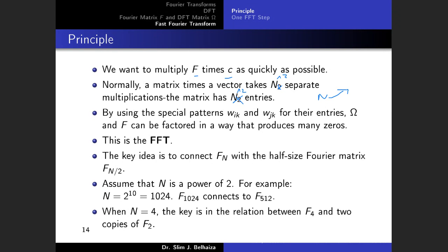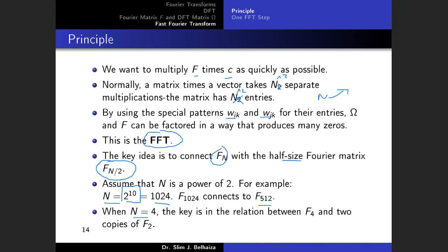So we want to use some special patterns based on these coefficients we have, the w's, for their entries. The Fourier matrix F can be factored in a way that produces many zeros. And this is what we call the fast Fourier transform. The key idea is to connect Fn with the half-size Fourier matrix, let's say F n over 2. So let's assume that n is a power of 2. For example, if n is 2 to the power 10, which is 1024, in fact, we can show that F1024 connects to F512.